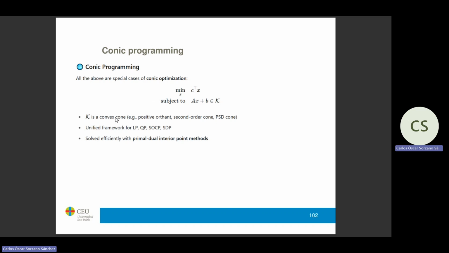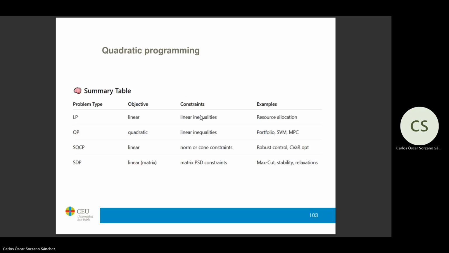And somehow this conic programming is a unified framework for the other problems we have seen today. And they can be solved with these primal dual interior point methods that we have seen. And this is the summary of these kind of problems, how the objective function looks like, and then which are the kind of constraints we have, and some examples of problems when they appear. Any question? Linear, this is linear programming. That is the one that we saw at the beginning.